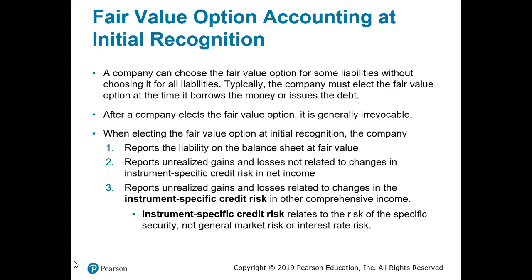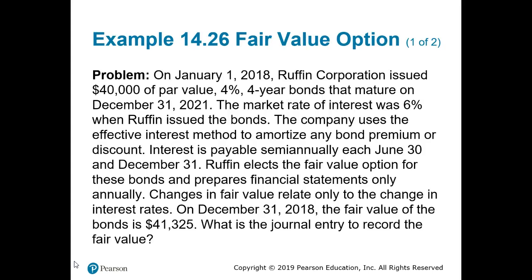Okay, let's look at an example. On January 1st, 2018, Ruffin Corporation issued $40,000 of 4-year bonds that will mature in 2021. The market rate of interest was 6%, and you can use the effective interest method. Interest is payable on June 30th and December 31st, but they elect the fair value option for these bonds, and they prepare their financial statements annually. So we need to figure out how the journal entries look when we have to mark to market. Let's take a look.